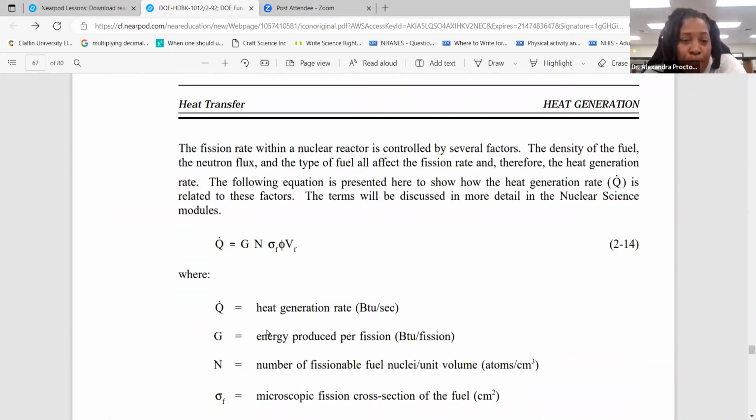So the fission rate within a nuclear reactor is controlled by several factors: the density of the fuel, the neutron flux, and the type of fuel all affect the fission rate, and therefore the heat generation rate. The following equation is presented to show how heat generation rate Q is related to these factors, in terms that are discussed in more detail in the nuclear science modules. So Q is equal to G N sigma.